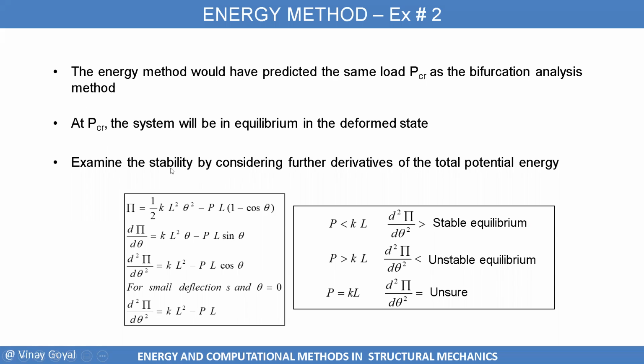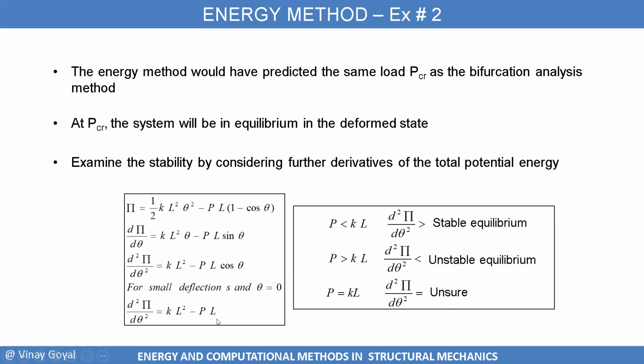We can examine now the stability by considering further derivatives of the total potential energy. I can look here, the derivative of pi with respect to theta is KL squared theta minus PL sine theta. The second derivative of pi with respect to theta is KL squared minus PL cosine theta. And for small deflections, around theta equals 0, you get KL squared minus PL, because when theta is small, cosine of theta is 1, so that's what you get.